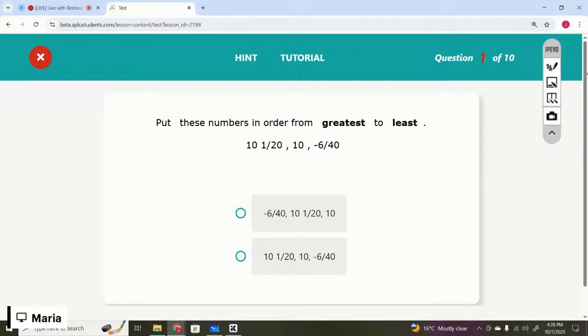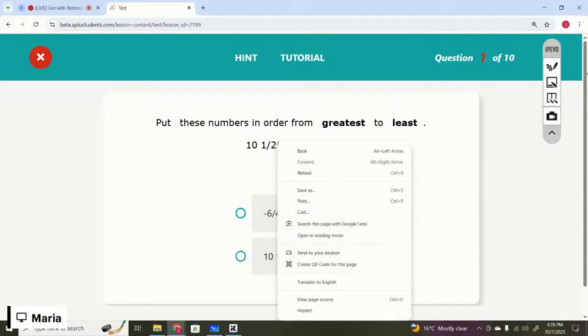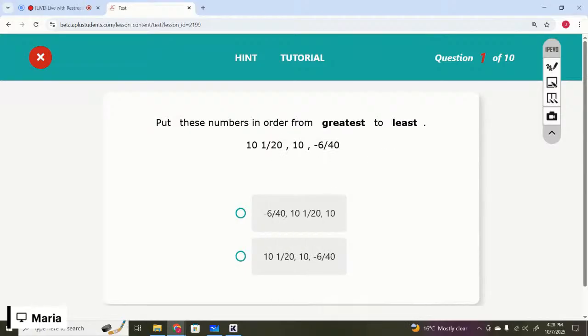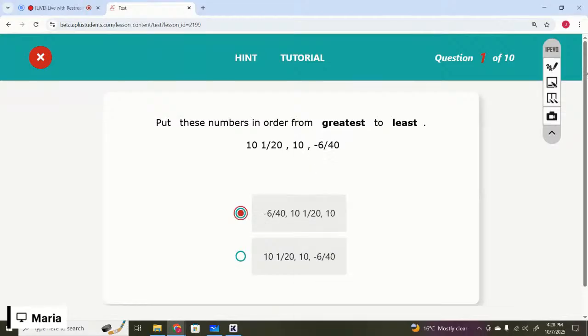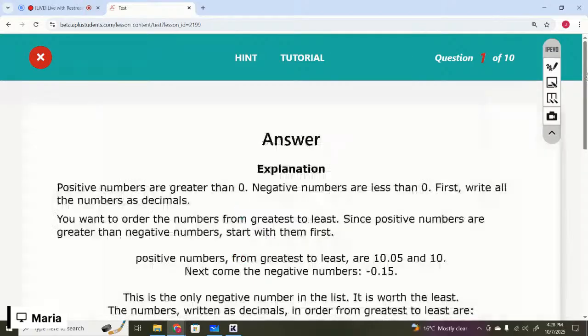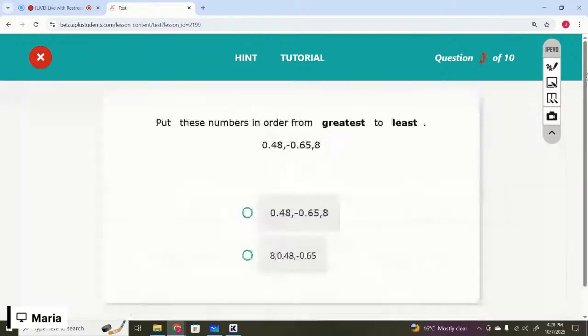Put these numbers in order from greatest to least. So you need to arrange them from greatest to least. The negative numbers are always the smallest ones, right? The first one is 10 whole 1 by 20, 10 and negative 6 by 40. So negative 6 by 40 is the smallest one because that is a negative number. Now 10 whole 1 by 2 and 10. 10 whole 1 by 2 is more than 10. So the correct option is 10 whole 1 by 2, 10 and negative 6 by 40.